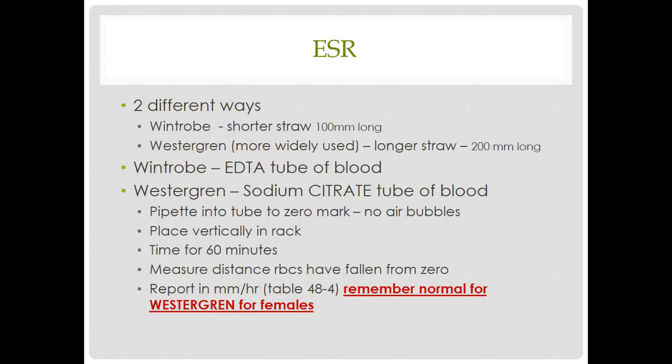There are 2 different ways of doing the ESR. There is the Wintrobe, which is a shorter straw, which I don't have, and I tend to have the Westergren, which is more widely used. It's a longer straw. The method is exactly the same. It's just one is a shorter straw, one is a longer straw when you look at it visually. The Wintrobe, the shorter straw, needs a lavender top EDTA tube of blood or dark blue tube of blood, and the Westergren uses a sodium citrate tube of blood, which is the light blue.